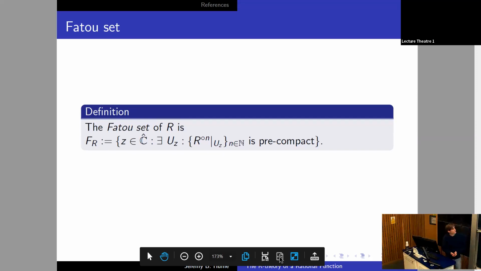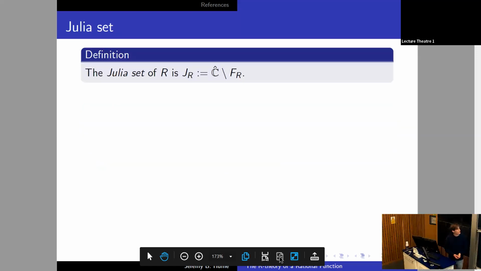So the Fatou set of R is defined to be all points which have neighborhoods such that if we restrict the iterations of R to that neighborhood, it forms a pre-compact family of mappings in the compact open topology on functions from, say, that neighborhood U into the Riemann sphere. One nice property about the Fatou set is that it's open and it's invariant, in the sense that the preimage of the Fatou set by R is going to be the whole Fatou set. And then the complement is called the Julia set.